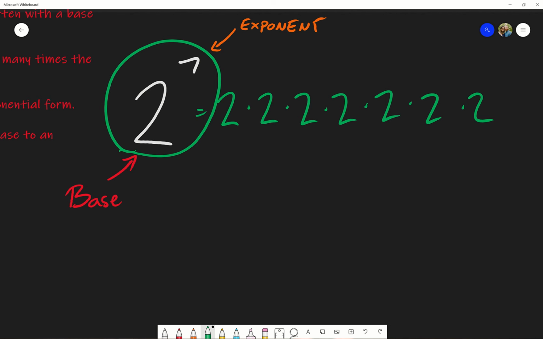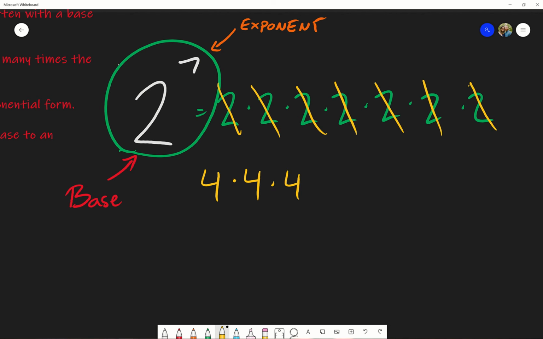All right, and then to solve this, we multiply things out. So we go, all right, what is 2 times 2? I like to cross out as I go because it helps me keep track of where I've been. So 2 times 2 is 4, times 2 times 2 is 4, times 2 times 2 is 4, and then I've got one more 2 left behind here. And I go, all right, well, this is 4 times 4 is 16, times 4 times 2 is 8.